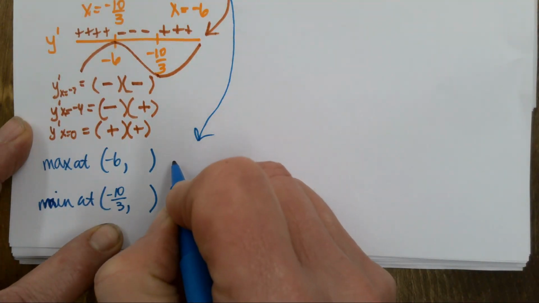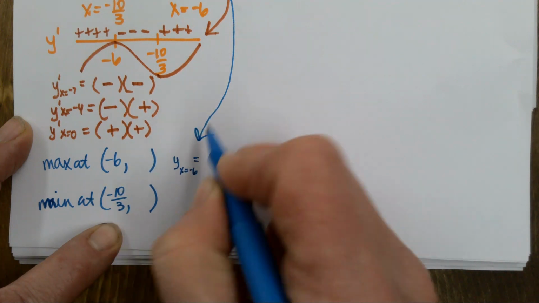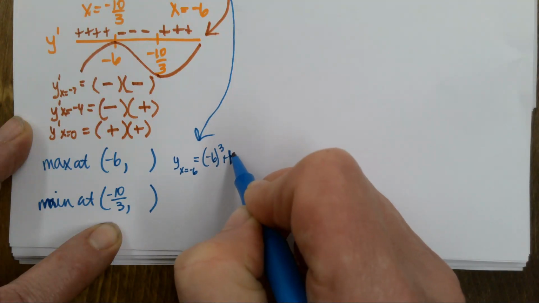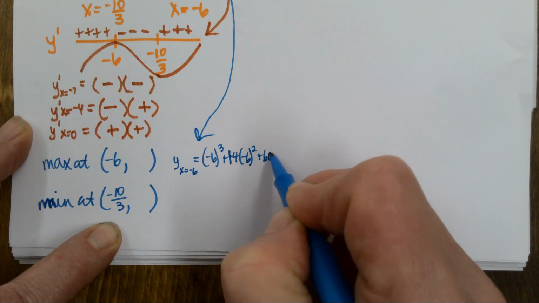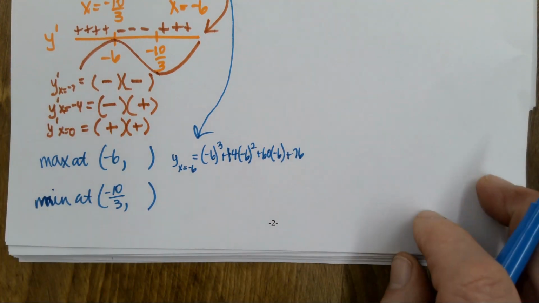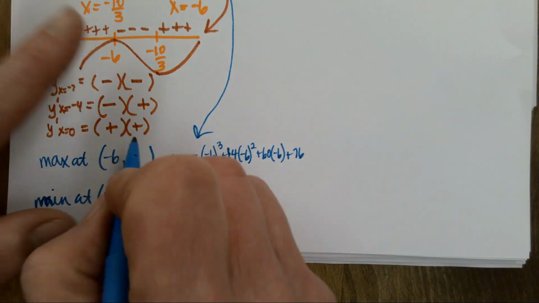I'm going to evaluate y when x is -6, and that is -6 cubed plus 14 times -6 squared plus 60 times -6 plus 76. Yeah, that's a little icky ugly, but I know how to do it. You're just plugging it in. So let's see if some people can plug those in and get us a value. 4. Does anybody agree with that? Okay, great. So that's 4.